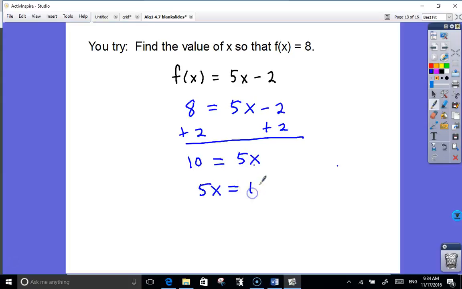What property says I can switch the sides like I just did? Symmetric.